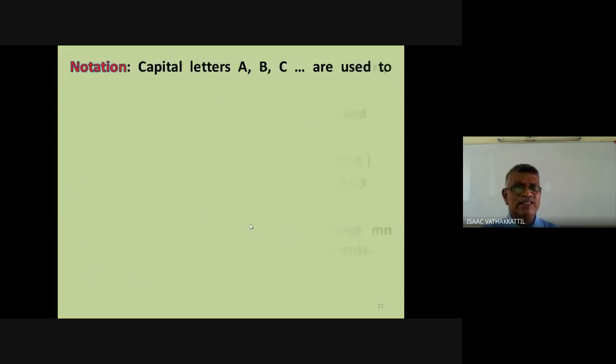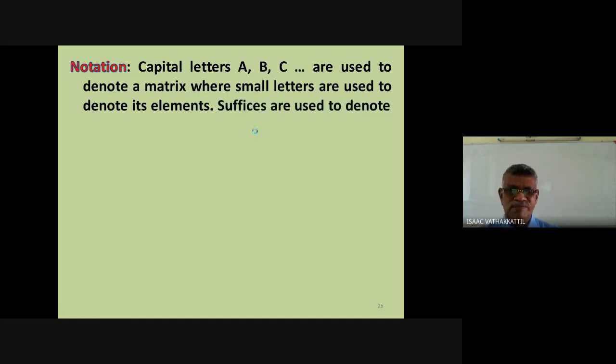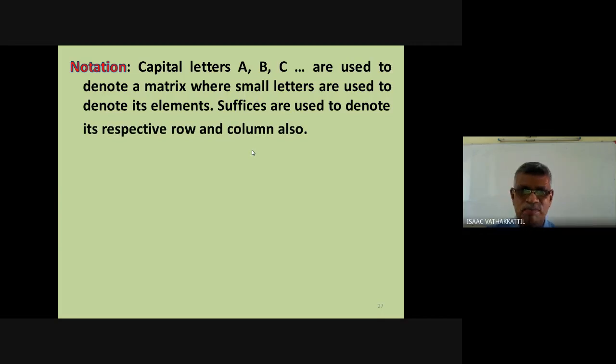We'll go for a general notation. For a matrix, usually we use capital letters A, B, C to denote a matrix and small letters to denote its elements. For small letters, I can give suffixes. 2 suffixes will be given. First suffix to denote the position due to rows, and second suffix to denote its column.